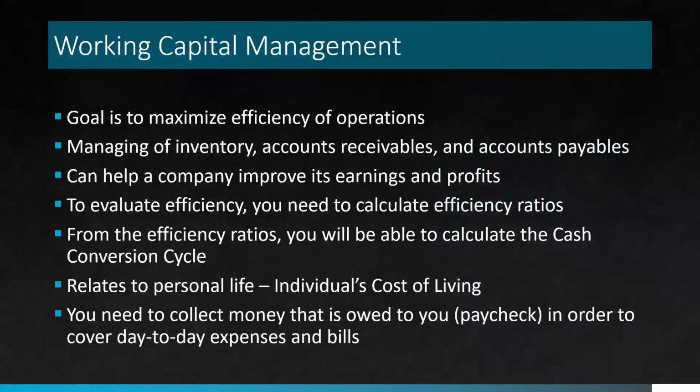So in order to find out how efficient a company is, you need to calculate some efficiency ratios that we just mentioned from the previous screen. Once those efficiency ratios have been calculated, you can then calculate a company's cash conversion cycle, right? And this is somewhat related to your personal life and your cost of living. So you need to collect money that is owed to you, your paycheck, in order to cover your day-to-day expenses and bills. And that's your accounts receivable and your accounts payable.